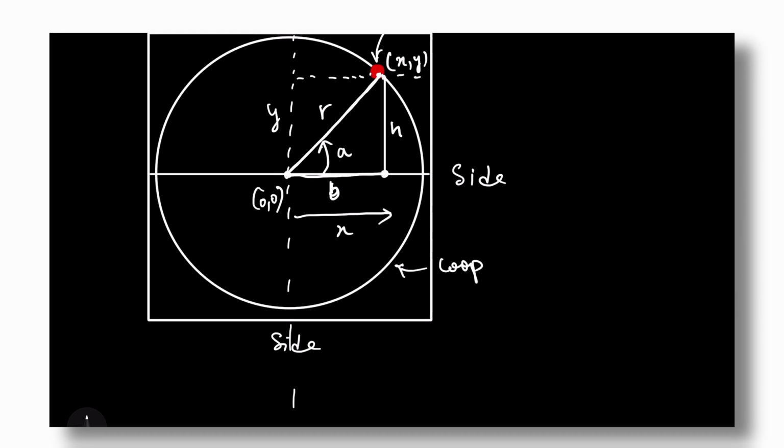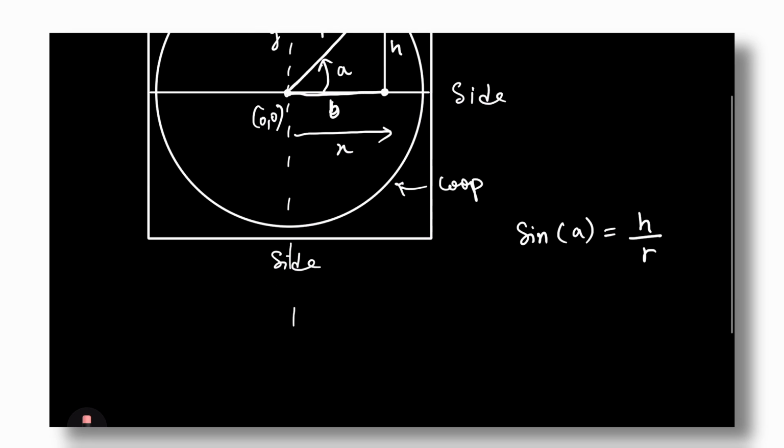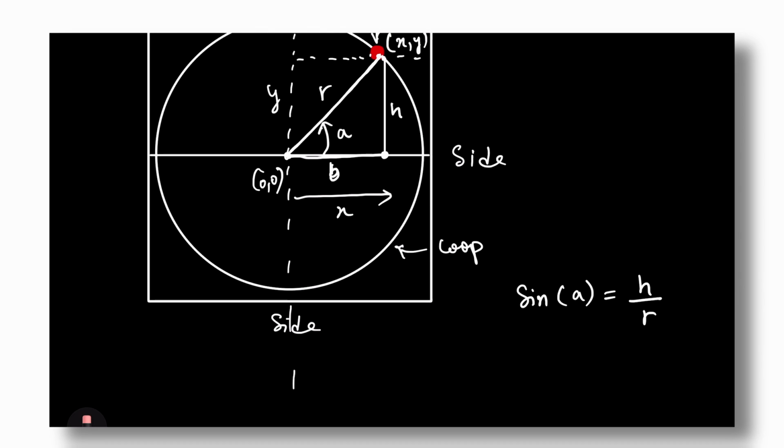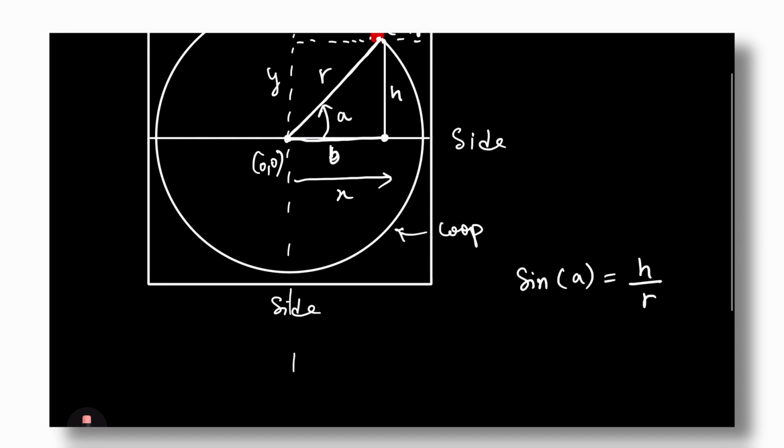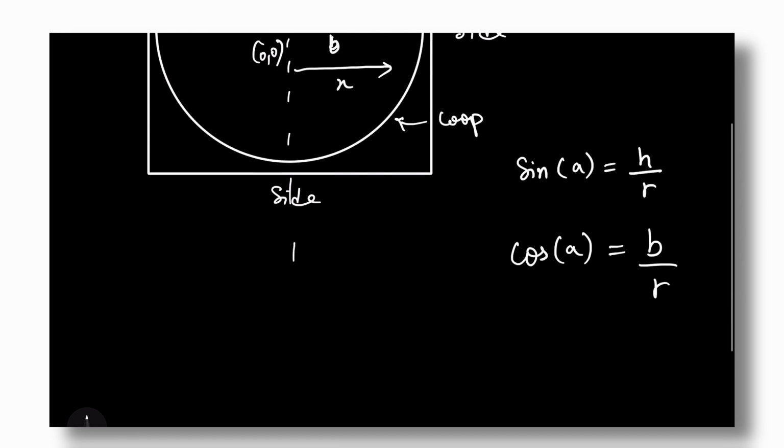Now, if we find the sine of angle A, we will have height divided by radius. This is trigonometry. Sine of A is the height, which is the perpendicular side of a right angle triangle, divided by the hypotenuse, which is the largest side of a right angle triangle. For the cosine, cos of A is base divided by the hypotenuse, that is our radius in this case.